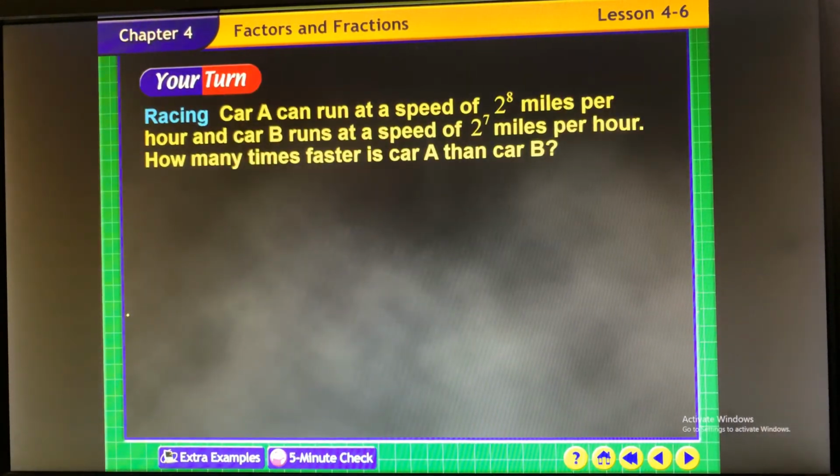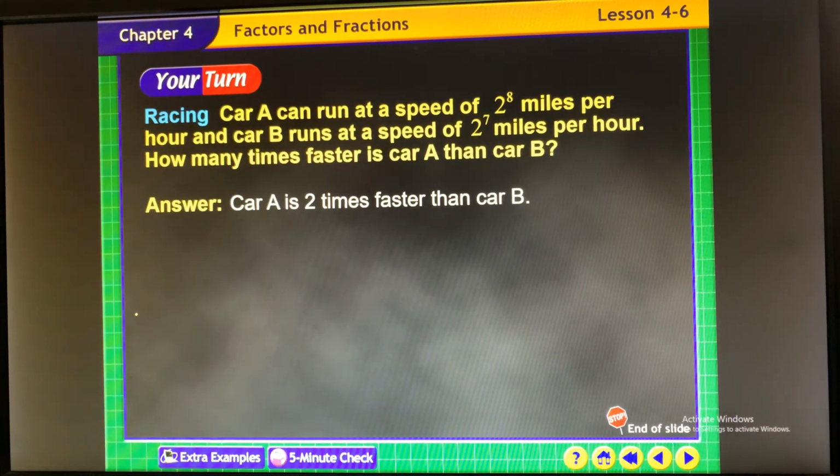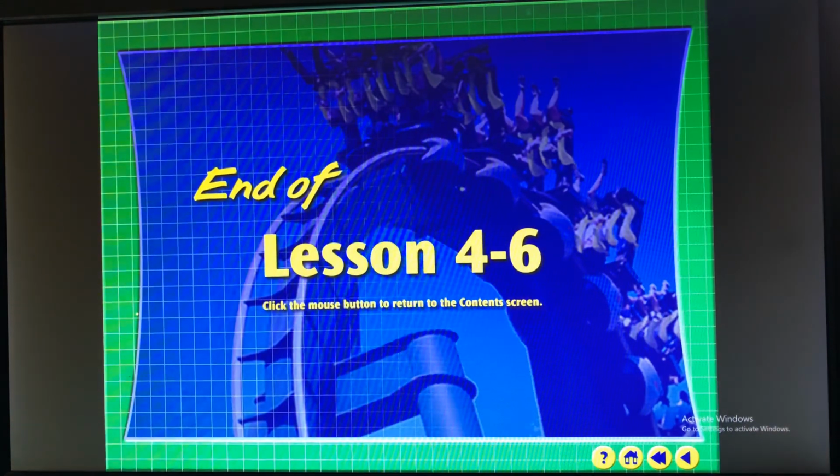Same process with this one. 2 to the 8th divided by 2 to the 7th would be 2 to the 1st, which is 2 times faster. And that's it. It's really easy.